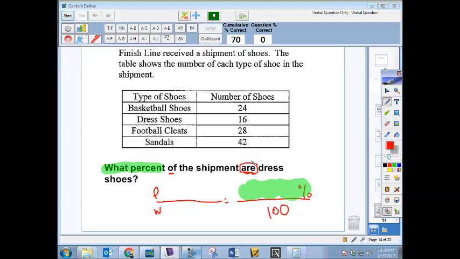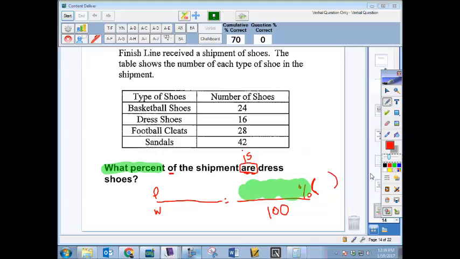Now, real quick, what is "are" the same word as? It's the same as "is." We just don't use "is" when we're talking about something plural. Dress shoes, we wouldn't say "is dress shoes." That doesn't make any sense. We would say "are dress shoes." Now, that should help you.